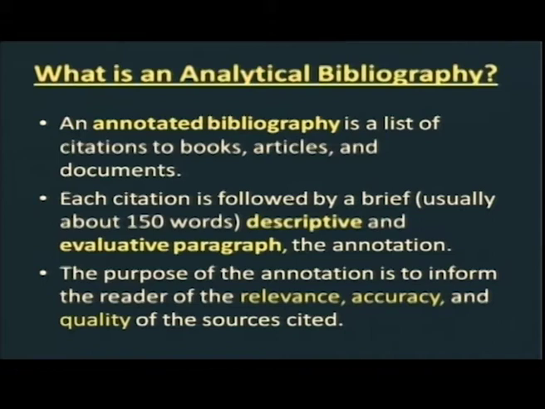What is an analytical bibliography? This is another type of bibliography. An annotated bibliography is a list of citations to books, articles and documents. Each citation is followed by a brief, usually about 150 words, descriptive and evaluative paragraph, that is an annotation. The purpose of the annotation is to inform the reader of the relevance, accuracy and quality of the sources cited. So, the moment he reads that particular paragraph, it is extremely important for him to understand and find out the gist of that article. So, an annotated bibliography for any researcher or any individual is an extremely important handy reference tool.